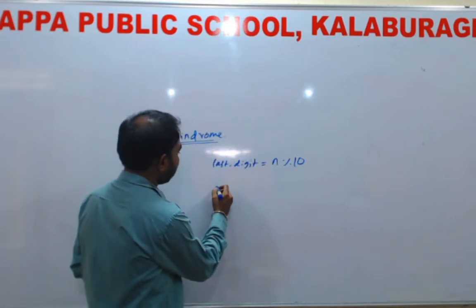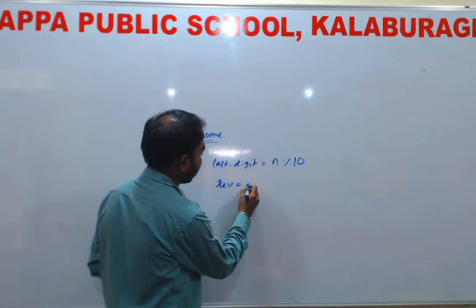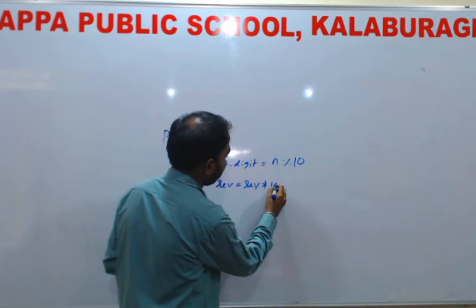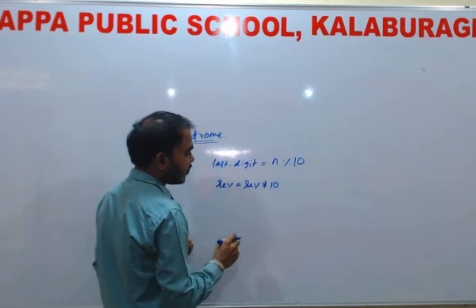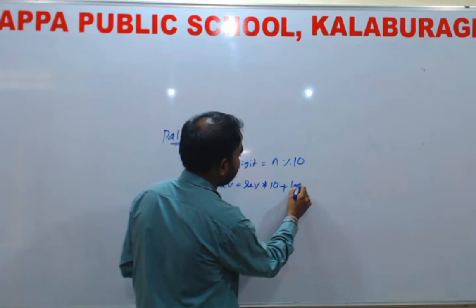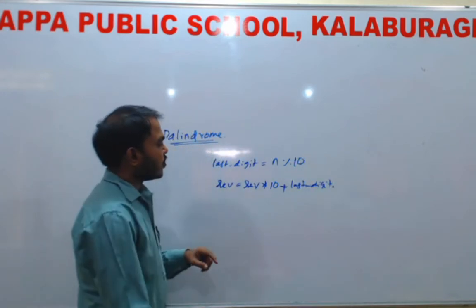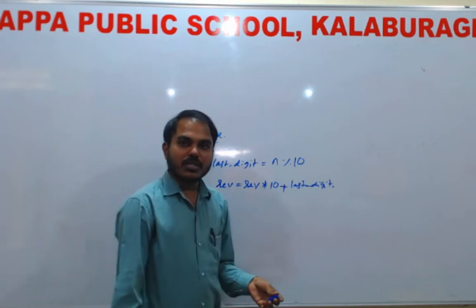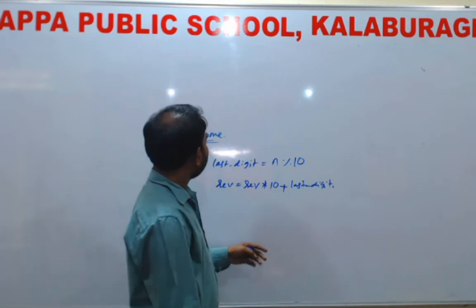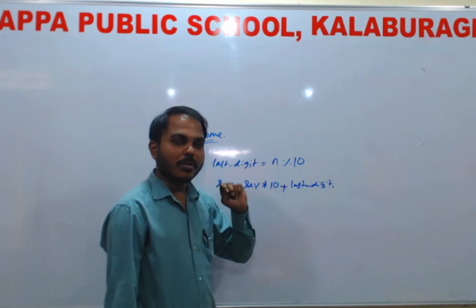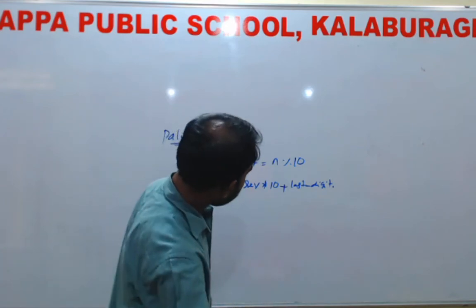So next, reverse. Reverse is multiplied by 10 because we have divided by 10, plus the last digit, right? So these are the two concepts we are going to use here to write the palindrome program in Python. So we'll see how it works.